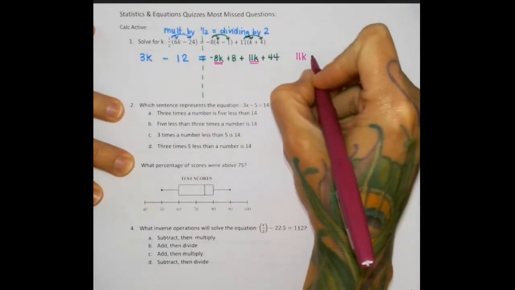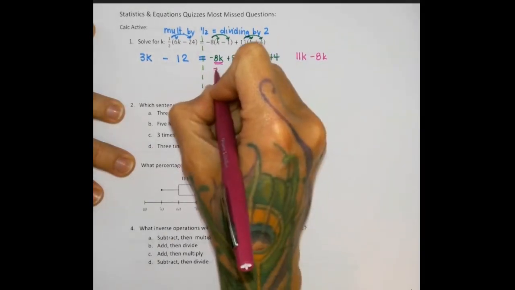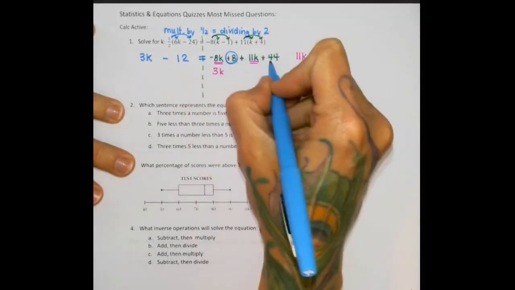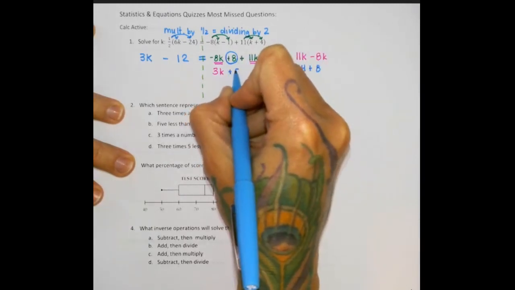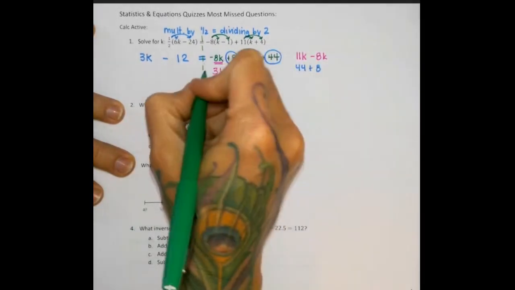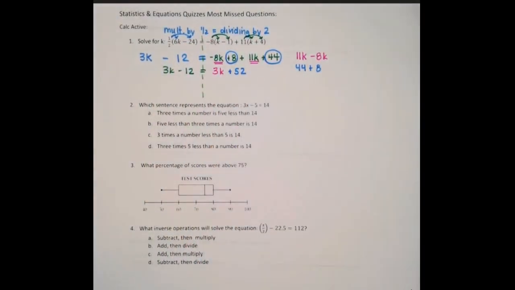So I have 11k minus 8k, or a negative 8k plus 11. And that's going to give us what? What's 11k minus 8k? Yep, 3k. And then I have that plus 8 and plus 44. Perfect. So it's going to be a positive 52. So now that side's cleaned up, and everything on the other side is just hanging out waiting for us to do things. At this point, we have to decide, we have to get our variables to one side and our whole numbers to the other side. Which side you choose to do that is completely up to you.